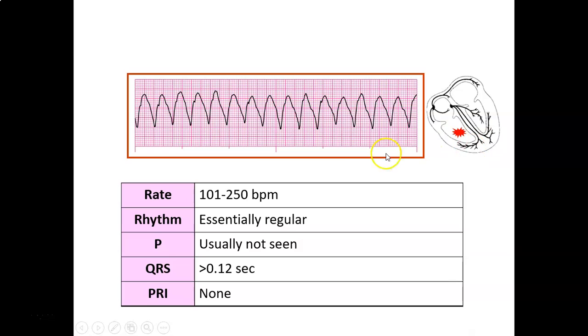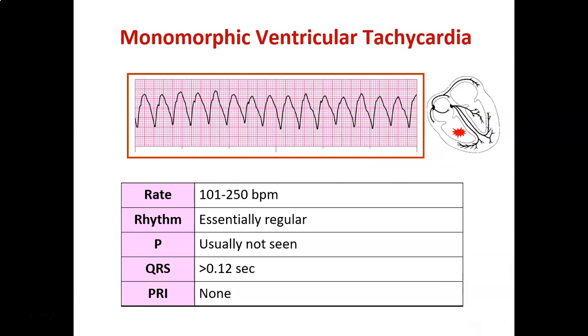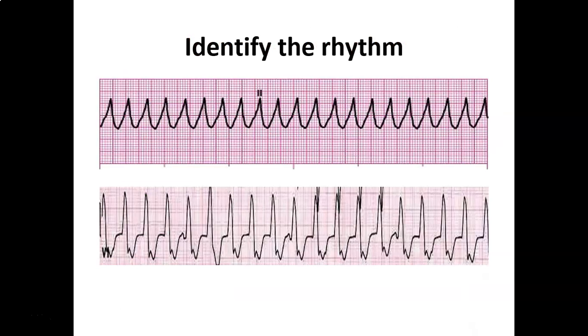Okay, let's review this rhythm strip. Here the rate is fast, very fast, and it's regular. It means one source. P wave not seen, so it's not from the sinus node. QRS complexes are wide, so wide means it's from the ventricle, somewhere from the ventricle. And PR interval, obviously none. So this is your monomorphic ventricular tachycardia, because the shapes are the same. And it's regular because the source is one. And it's wide, so from the ventricles.